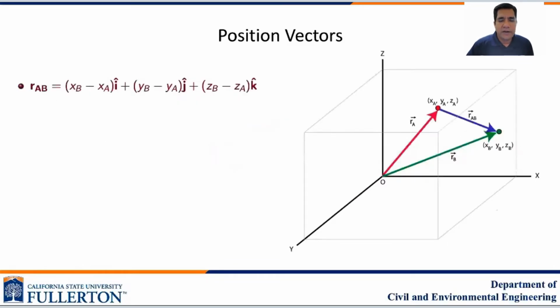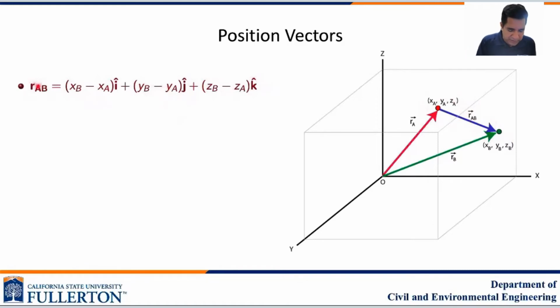You can also define a position vector between 2 points. For example, if you want to define the position vector from A to B, that would be simply given by RAB, right? And that RAB would be (XB minus XA) as the X component, (YB minus YA) as the J component or Y component, and (ZB minus ZA) as the K component or the Z component. So this would be the X, Y, Z components of the position vector.